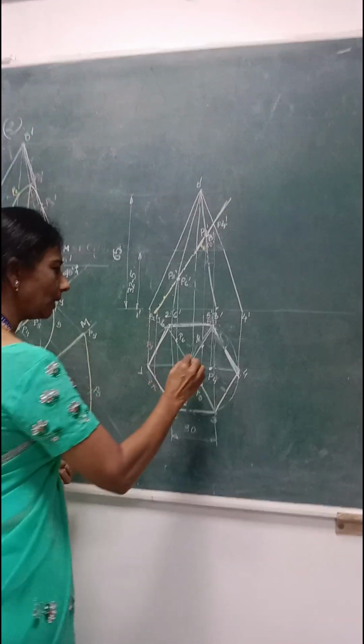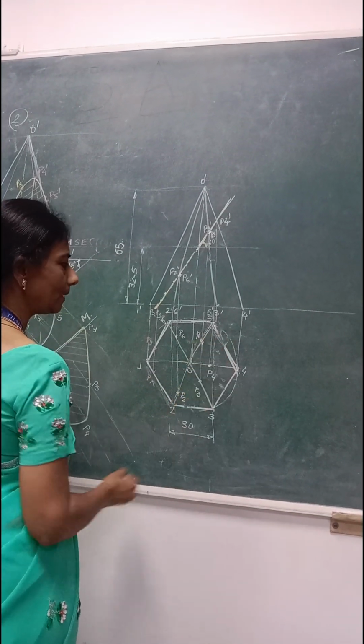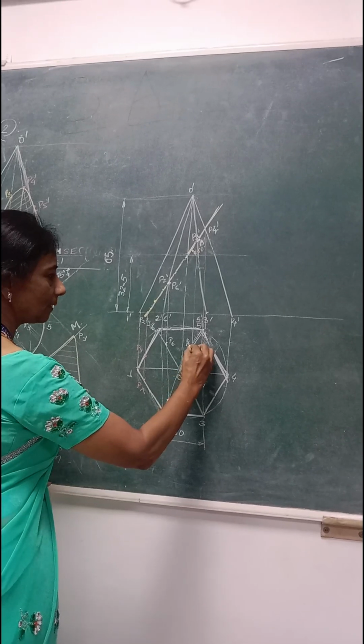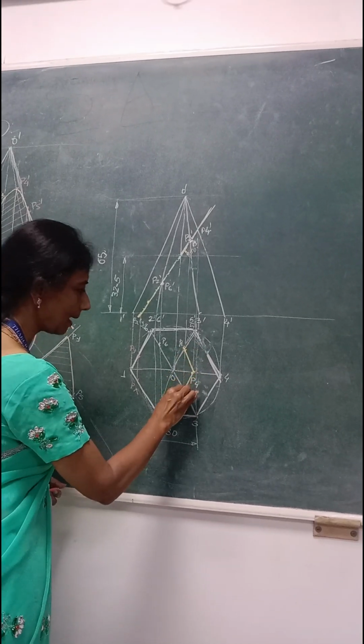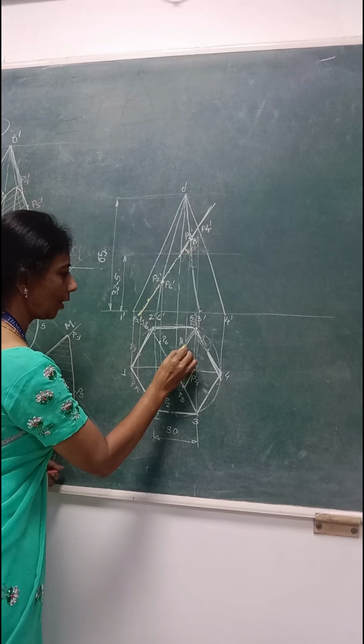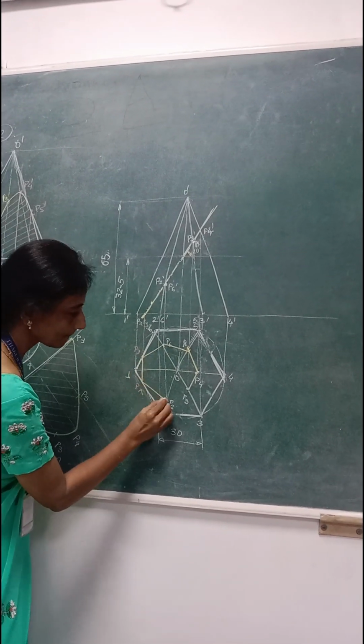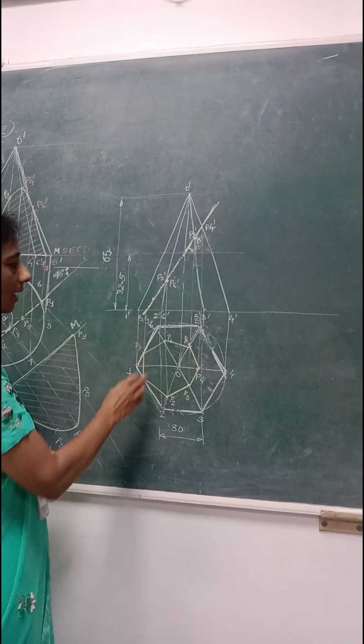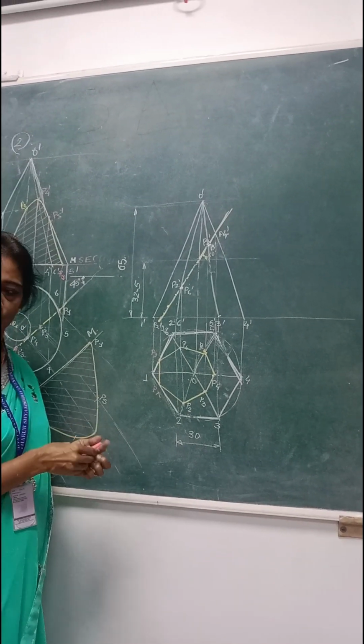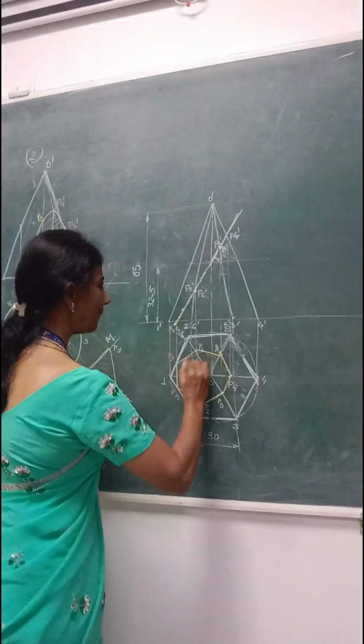We will join by what? Curve or lines? This is a pyramid. So we will join them with the help of lines. Correct? Like this way. And this is our apparent section. Which section? Apparent section.